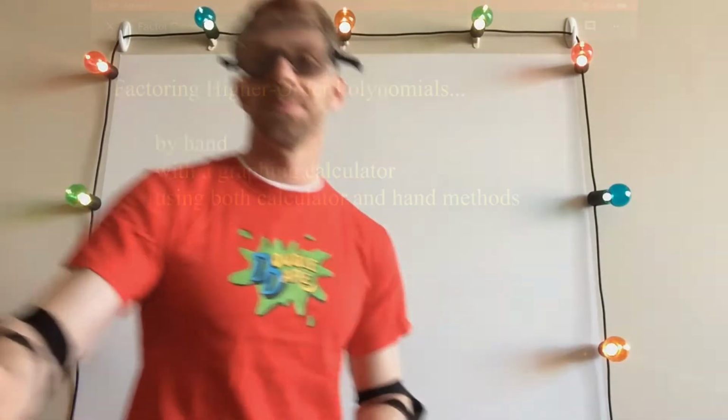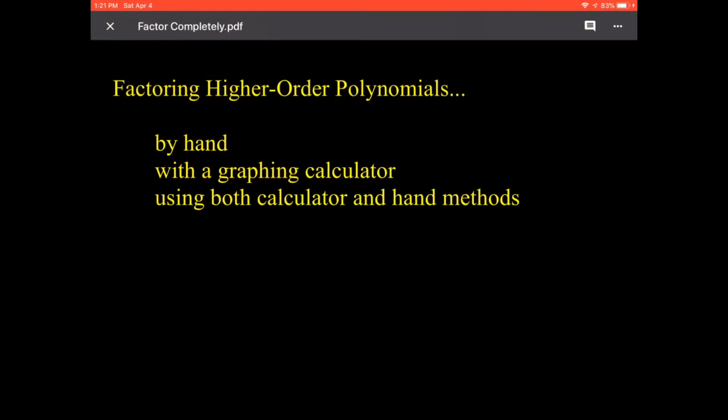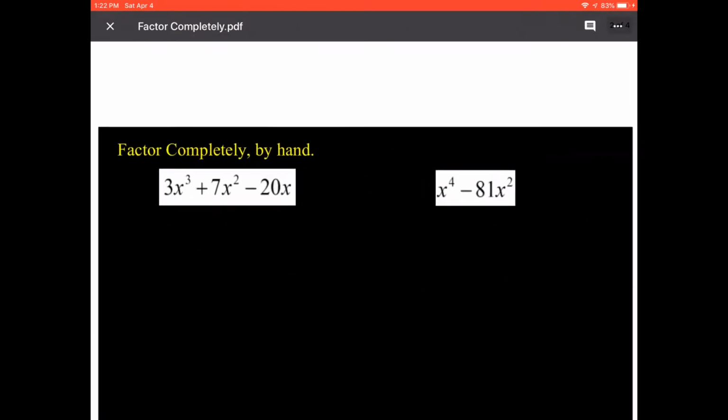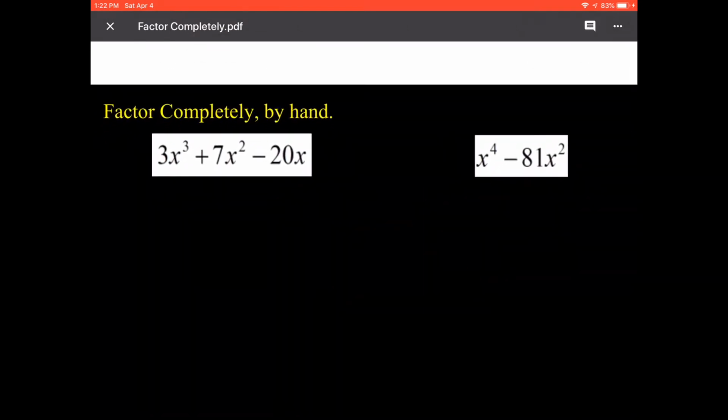Let's get started. We're going to do, again, some factoring of higher order polynomials today. We're first going to do some where we factor completely by hand. Then we're going to do one where we factor with the aid of our graphing calculator, and then we're going to do a couple where we will start off with our graphing calculator and then continue on to factor completely by hand. So our first two, we're going to factor these completely by hand.